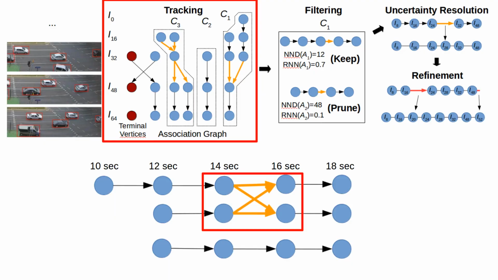And so when this happens, we get these redundant edges. They can't all be correct, since the detection should only match to one detection in the next frame, but we keep them around for now because we're not sure which edges are correct and which are wrong.